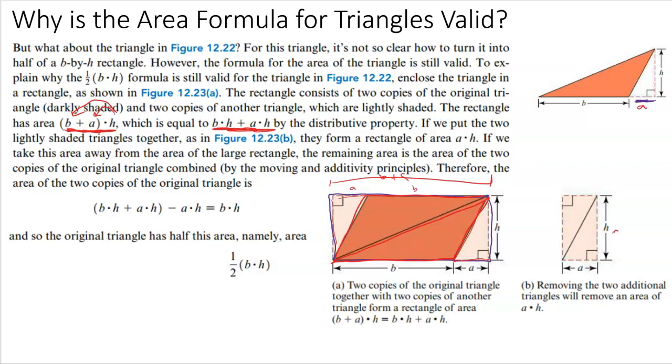Now, if we take away these 2 pieces, we would take our B times H plus A times H, our giant rectangle, and take away our 2 lightly shaded triangles, which form a rectangle there, and we end up with B times H. But remember, this is B times H, but this is double what we want. We want 1/2 of this. We want just 1 triangle, and that's how we end up with 1/2 base times height.